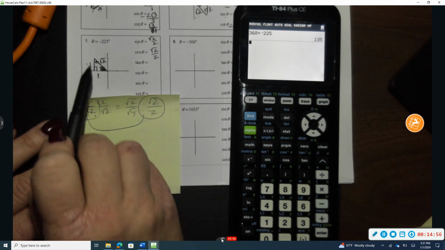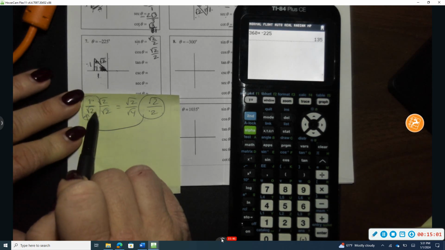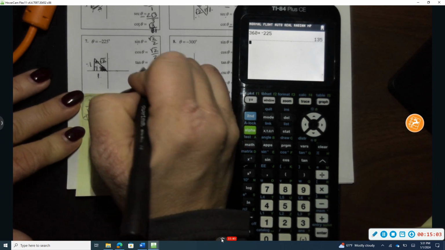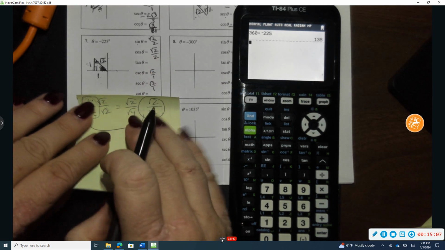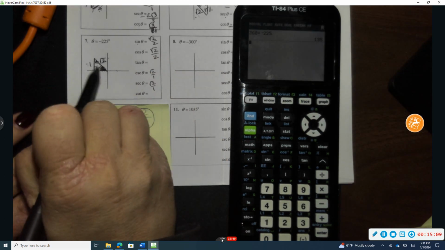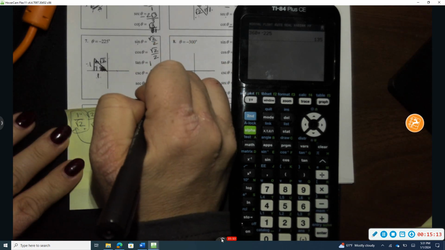So it was 1 over the square root of 2. And that wasn't wrong, it just wasn't proper form. So when I take the reciprocal of this, I get the square root of 2 over 1. Okay, let's go on to tangent. Tangent is going to be opposite over adjacent, so 1 over 1 is 1, and the reciprocal is 1.